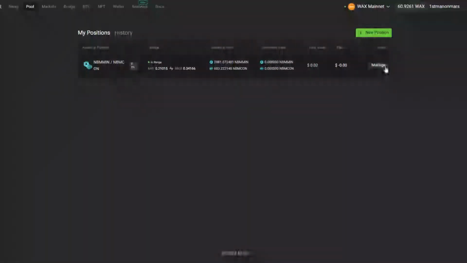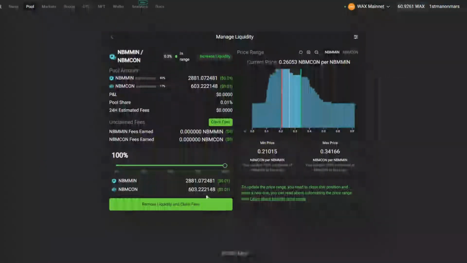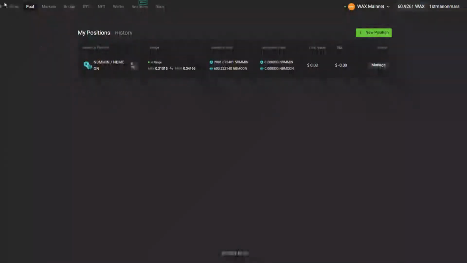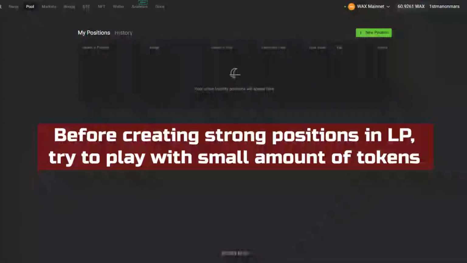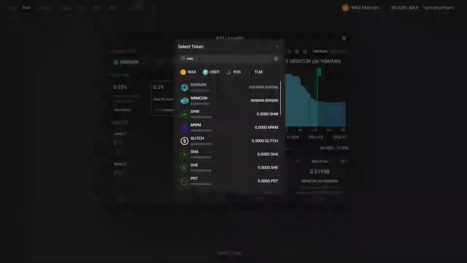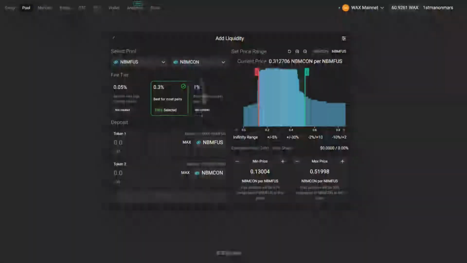If you want to get back your tokens and collect your fees, you can click on the Manage button located next to your position, then click on Remove Liquidity and claim fees. You will then collect the ratio of tokens you initially put in the pools along with the fees associated with your share of the pool. This action can be performed at any time, even few seconds after creating your position. This is why, before creating strong positions, we encourage you to test the liquidity pool system with small amounts of tokens, like we just did in this video. And in this example, we only use the Minium to Constructium pool. Don't forget that there is a pool for each token pair.